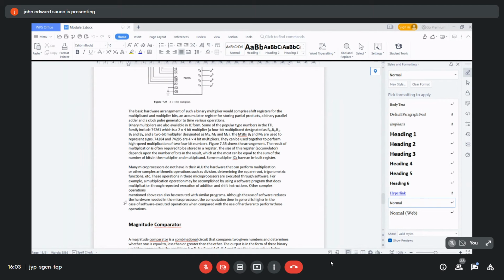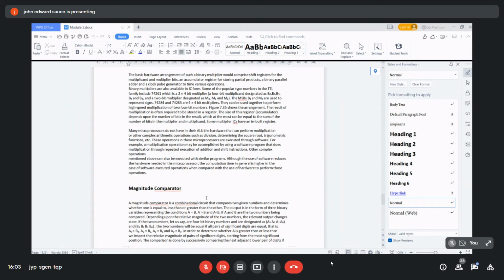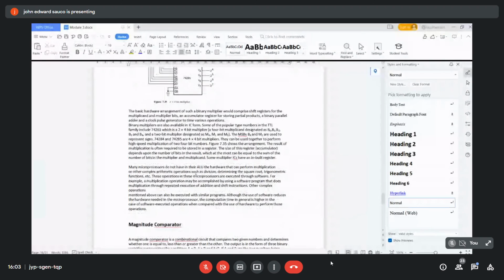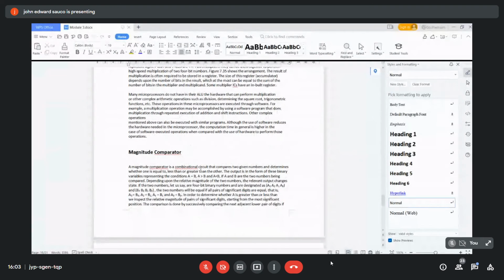Although the use of software reduces the hardware needed in the microprocessor, the computation time is generally higher in the case of software-executed operation when compared with the use of hardware to perform those. Okay? So that's the multiplier, repeated addition, and the shift operation.